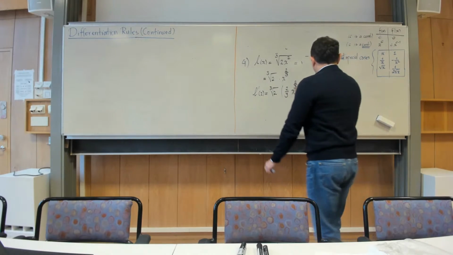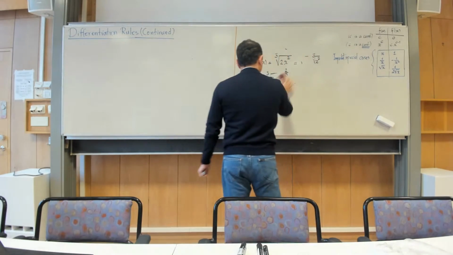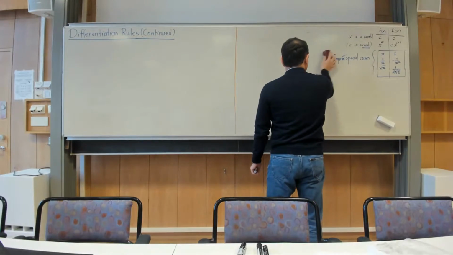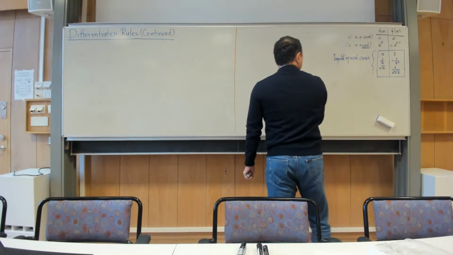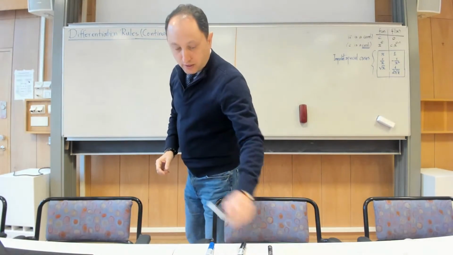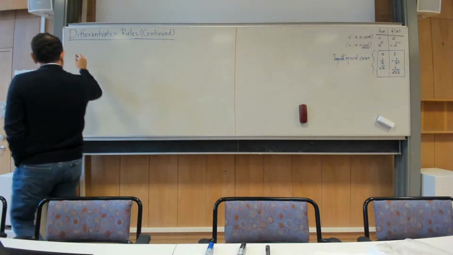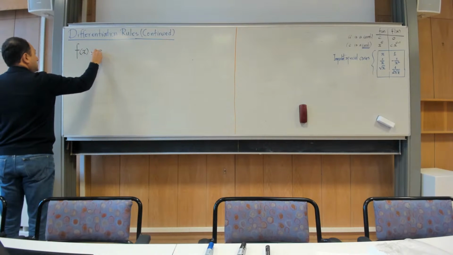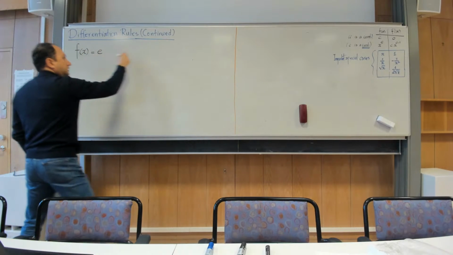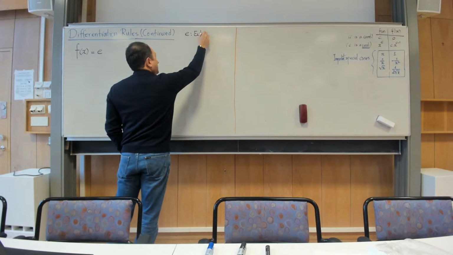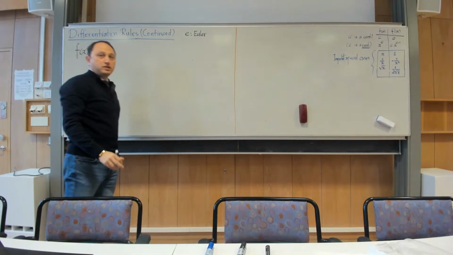So let me change my function to another important function. Before adding it there, let me write this. I have my function f of x equals this famous number, the Euler number. E is the Euler number. This is a very lengthy lesson from Math 3C.